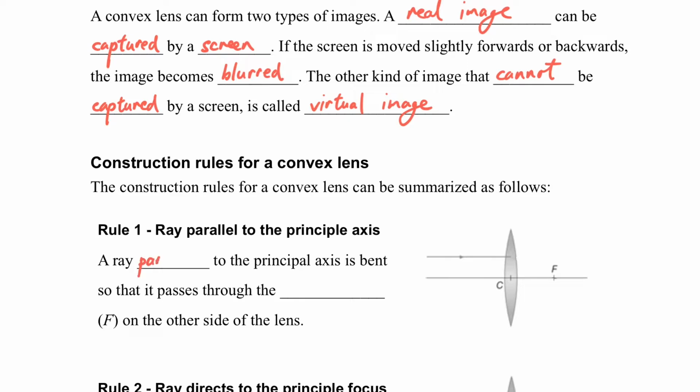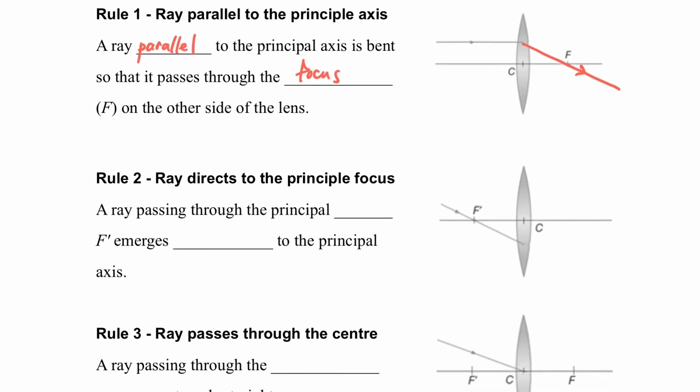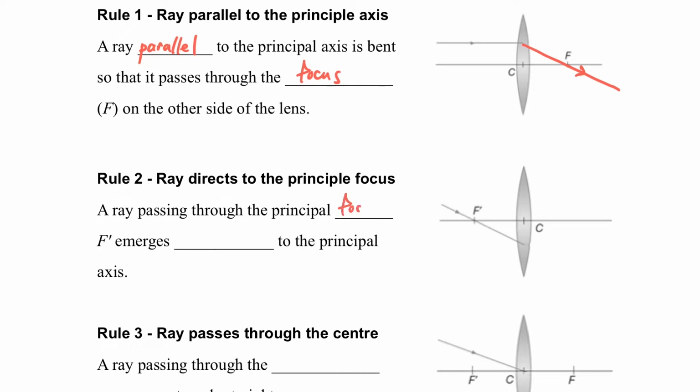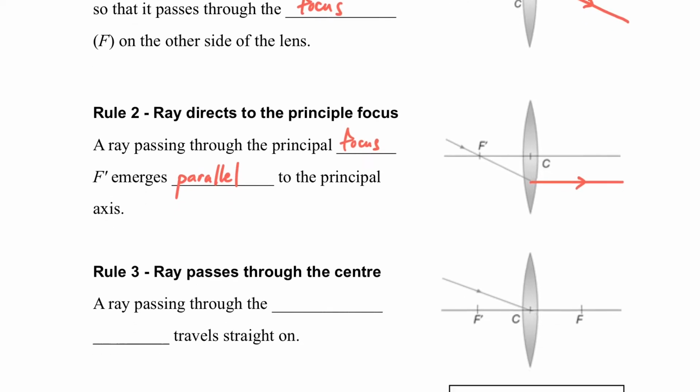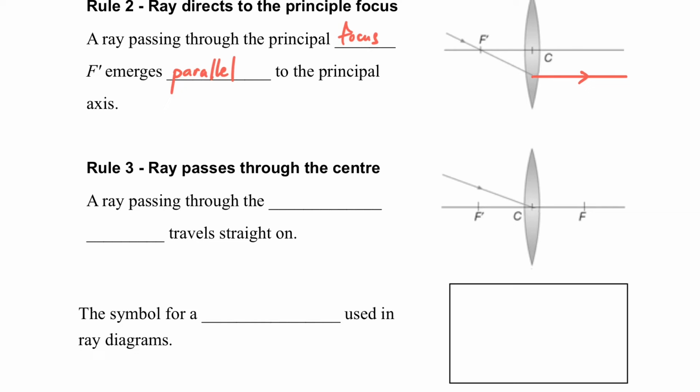Here are some construction rules. Similar to the concave lens, the convex lens has similar construction rules. When the light goes parallel to the axis, it will pass through the focus on the other side. And in reverse, if it passes through the focus on one side, it will become parallel on the other side. These two rules are a little different from the concave lens. But what's the same is rule number 3. When the light passes through the optical center, it will just keep going without changing direction.